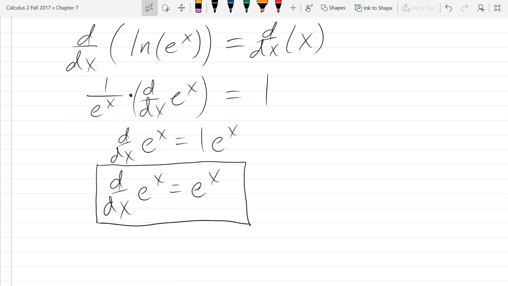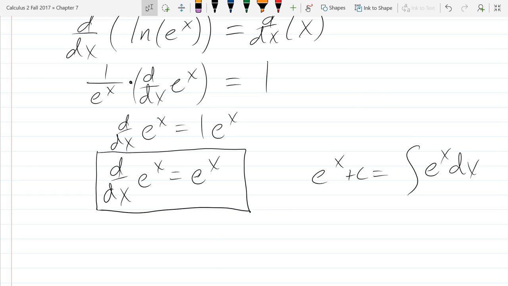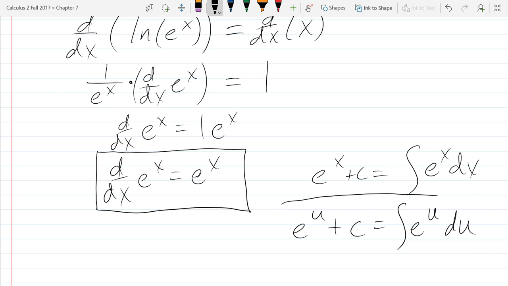And of course, with every derivative, we get a free antiderivative. We're going to move the derivative to the other side, which is very exciting here. So this is e to the x equals the antiderivative of e to the x dx. We do need a plus c. And I'm going to switch the variable to u. So there's our free antiderivative that we get.